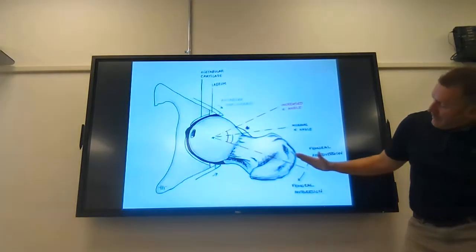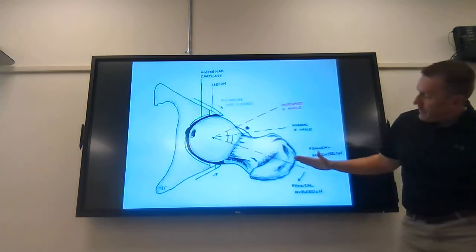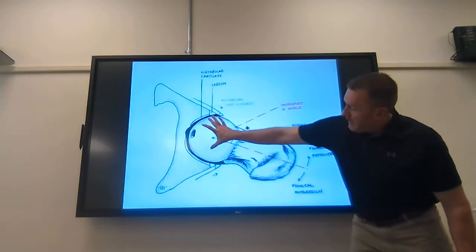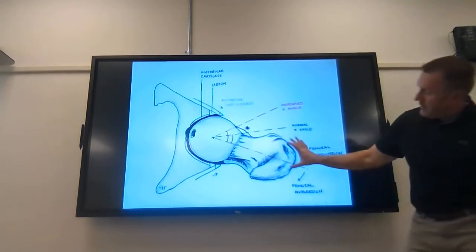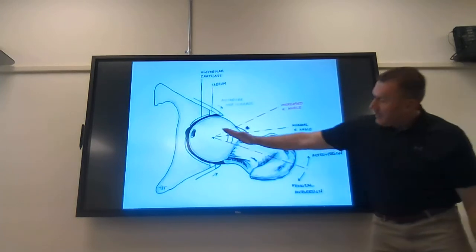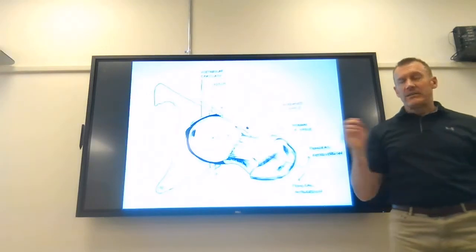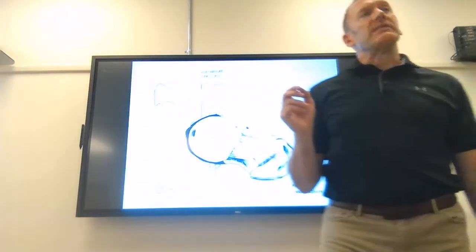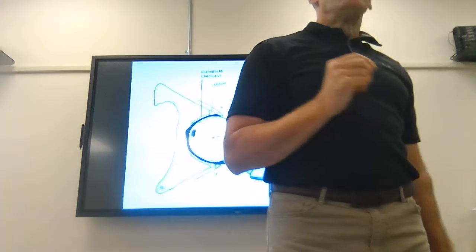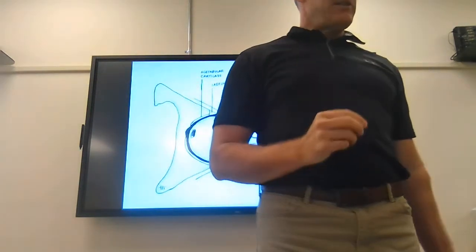So let's say you have more of what you see pictured here. The femoral head is more in front, the greater trochanter in back. So this is what we call antiversion. Okay, so with antiversion, what you're going to get is a lot of internal rotation and very little external rotation.